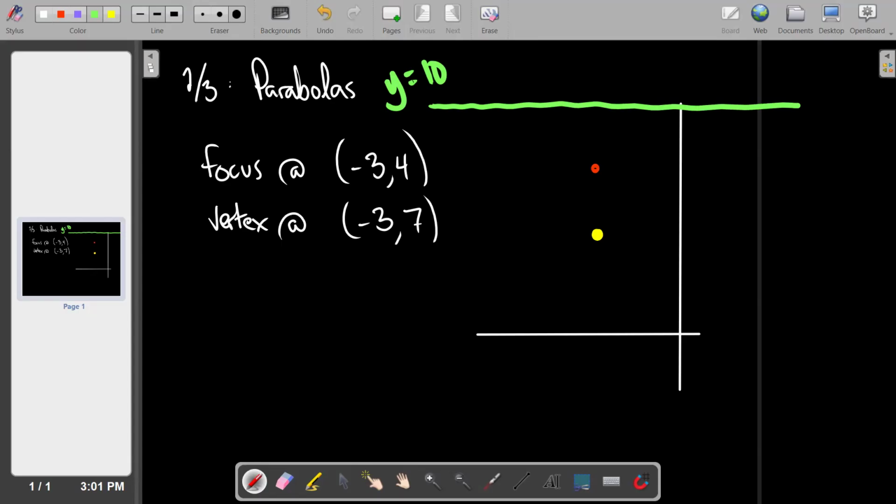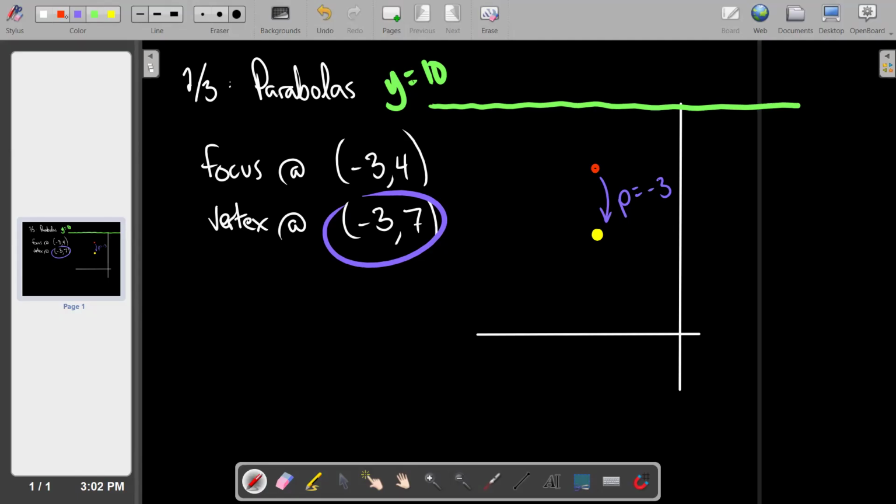What we came here for is the p-value, because we already have our vertex, and that's awesome. We could start writing the equation, we would just be missing the 4p part. What is p in this case? What's that distance? It's 3. So we're going to say p equals -3. And unlike Delta Math, I'm not a big believer in just calling it a positive number. Let's call it what it is right away. Negative, because it's down.